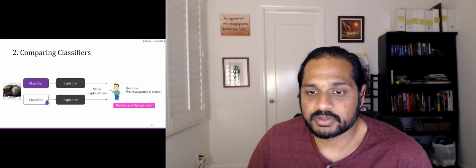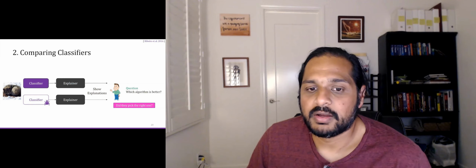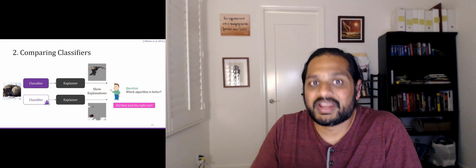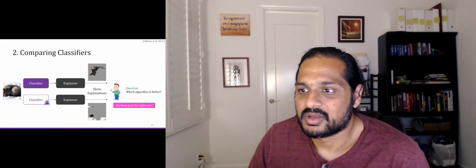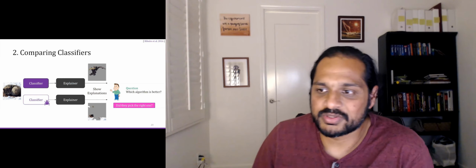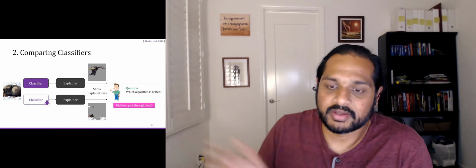So here's an example. You can look at this wolf case. One classifier is the snow one that looks at the snow. The other one actually looks at the fur to figure out which one is the better classifier. And the user, based on these explanations, should hopefully pick the correct classifier.